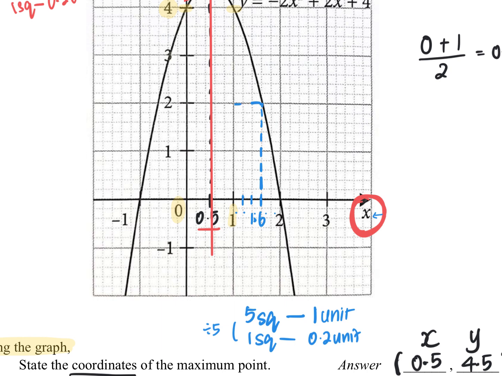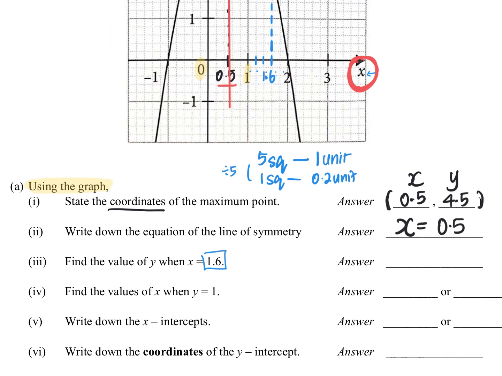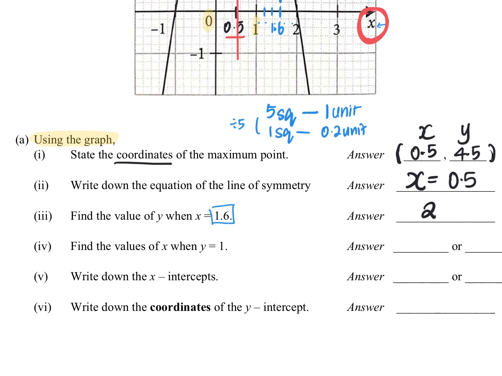And then I turn 90 degrees and read my value. The y value is the number 2. So in this case, our answer, the y value, is the number 2. You can put y equals 2 or just put the number 2. Okay?